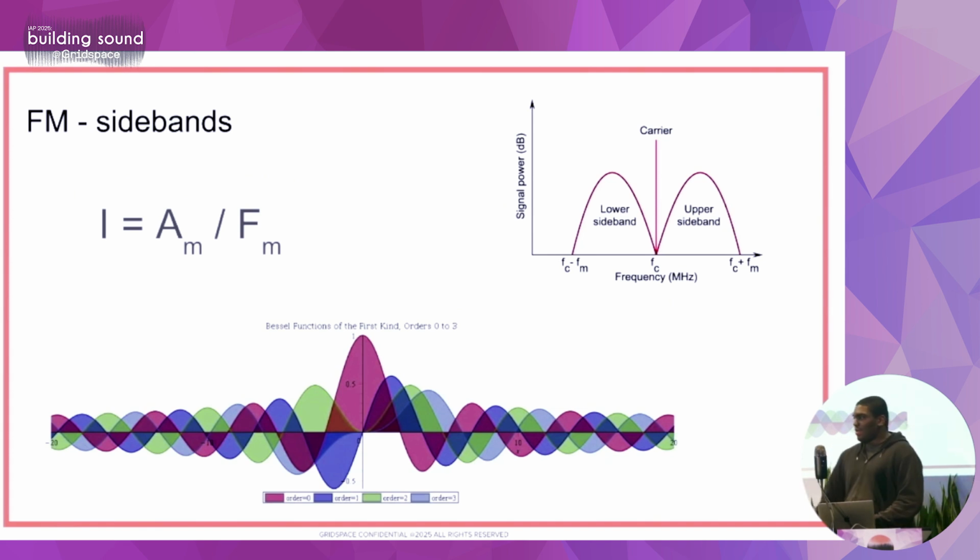So the actual amplitudes of the sideband frequencies that FM synth adds are governed by these things called Bessel functions. So your carrier's amplitude and kind of phase essentially is determined by the zeroth order, first kind Bessel function, your first set of sideband frequencies. So at F0 plus FM and F0 minus FM would be controlled by the first order, and so on and so forth.